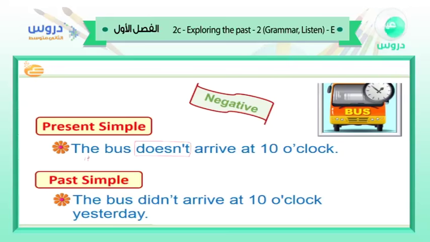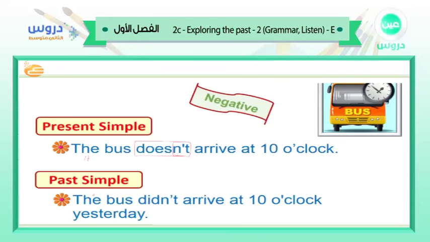The past is it. Okay, everybody? He, she, it, we use does. A negative, doesn't. Okay? I, the rest, I, we, you, they, we use do and do not. Don't forget that. So, the bus doesn't. It's a negative form. Arrive at 10 o'clock. The bus doesn't. The negative, okay? Say no. The bus doesn't arrive at 10 o'clock.